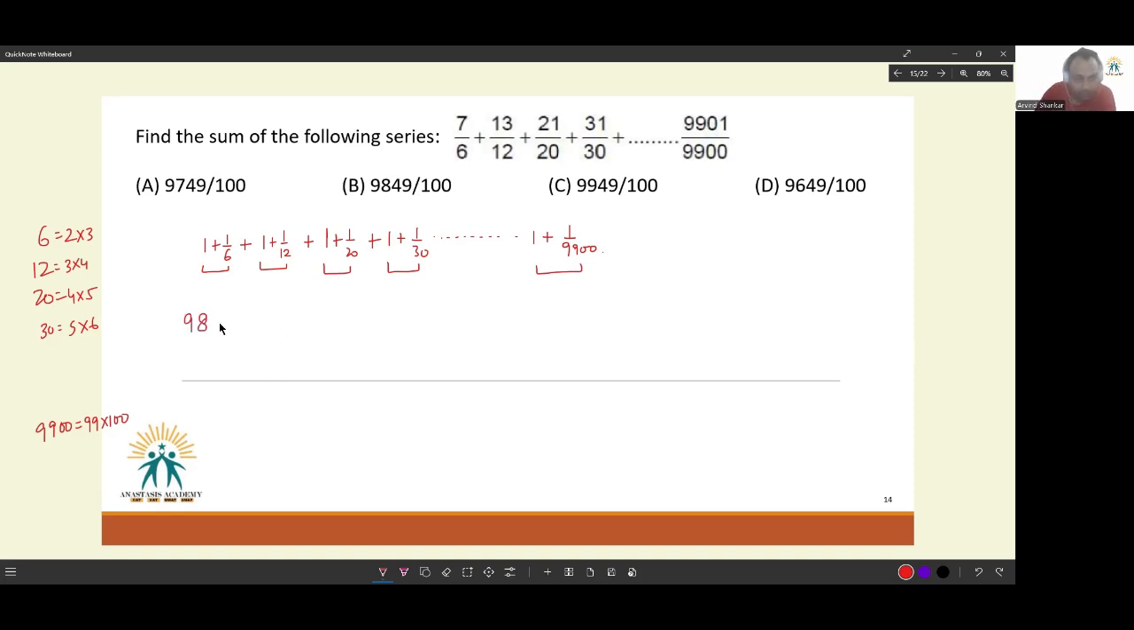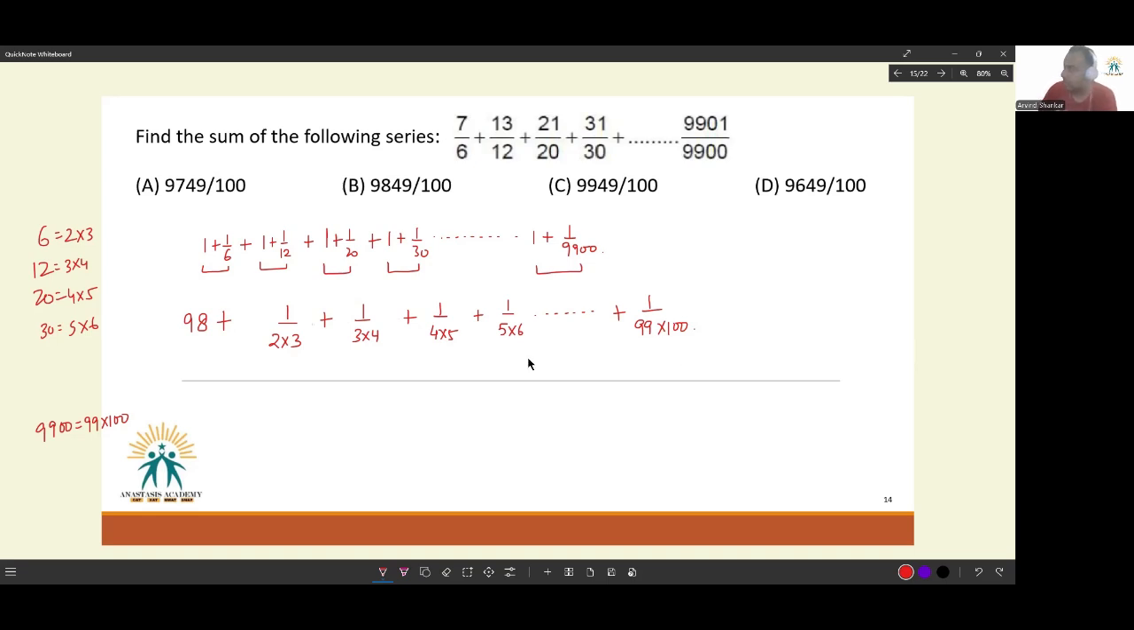So my summation will be 98 plus 1 by 6 plus 1 by 12 plus 1 by 20. In fact, let me write it in this fashion only. 1 by 2 into 3 plus 1 by 3 into 4 plus 1 by 4 into 5 plus 1 by 5 into 6, so on and so forth, all the way up until plus 1 by 99 into 100.